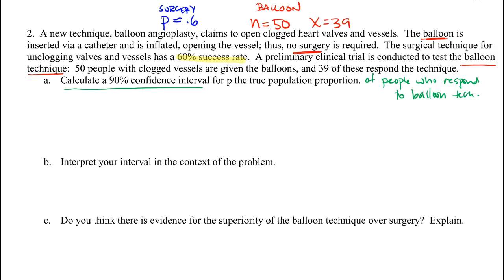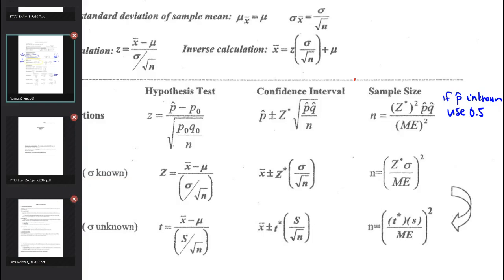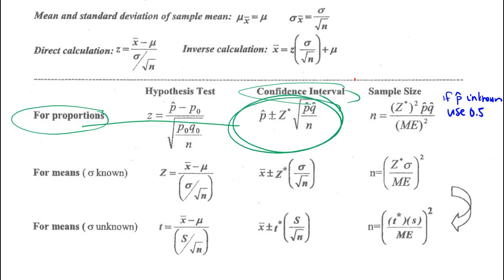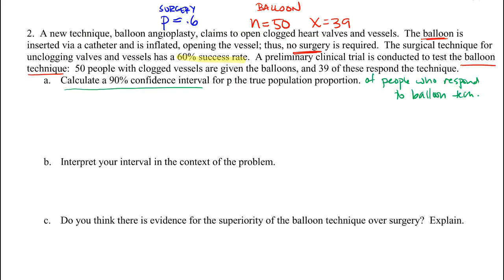So we're trying to make a confidence interval. If you don't have the big calculator, you're going straight to your formula sheet. And you're going, okay, formula sheet tells me I want to do a confidence interval. We're talking about proportions. So I'm doing this. And I'm just going to write that formula down on my question. So I'm going to do P hat plus or minus Z star square root P hat Q hat divided by N.